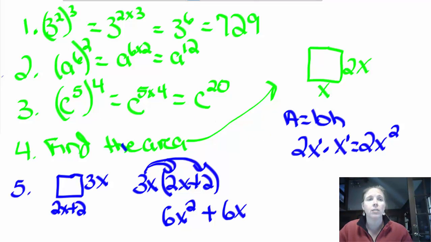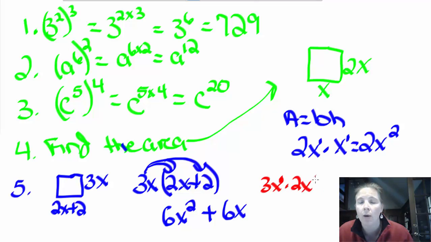Over to the side, let me change my color here. If you have 3x times 2x, remember you just do the 3 times the 2 and then these are both to the first power. That's how I got 6x squared. Okay? And we're going to add to these rules the more sections we do.